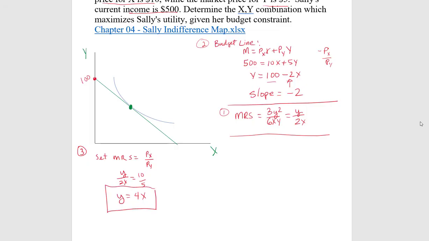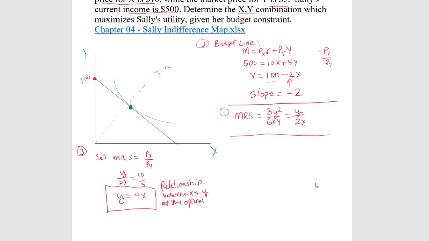This is now an important equation for us. This actually tells us what the relationship is between x and y at the optimal. So that means there's some line y equals 4x where our optimal is going to be on that line. That's the relationship between the x and y at the optimal. So if I have 1x, I have 4y. If I have 10x, I have 40y.